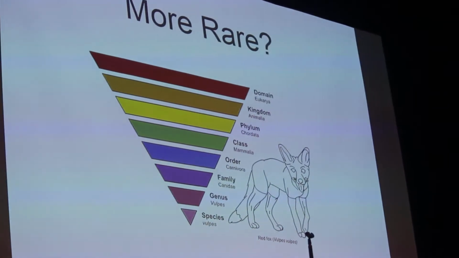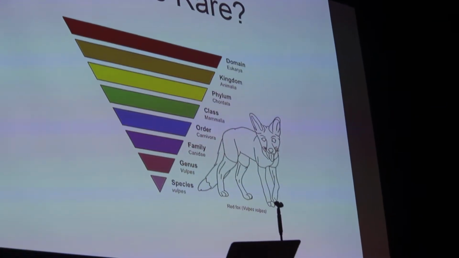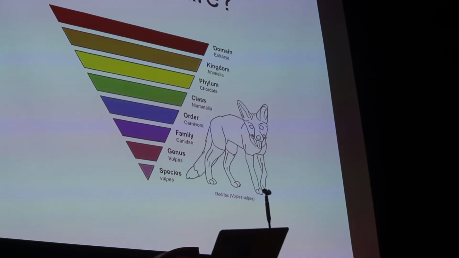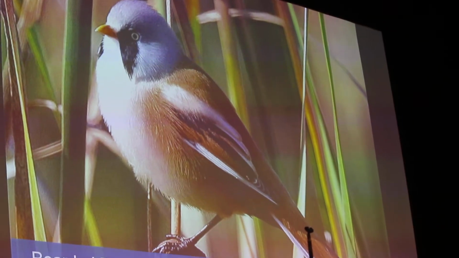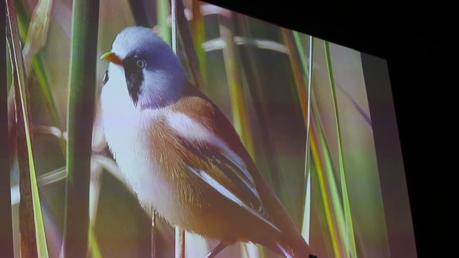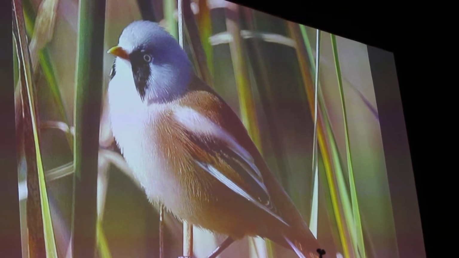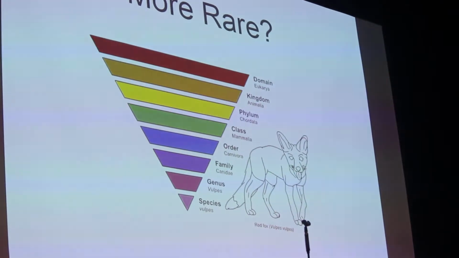But could you get even more rare than that? Could you have a family that only has one genus, that only has one species, and that has no subspecies? Well, you can. This is a bearded reedling, Panurus biarmicus. A bearded reedling is a bird. That's all I know about it.